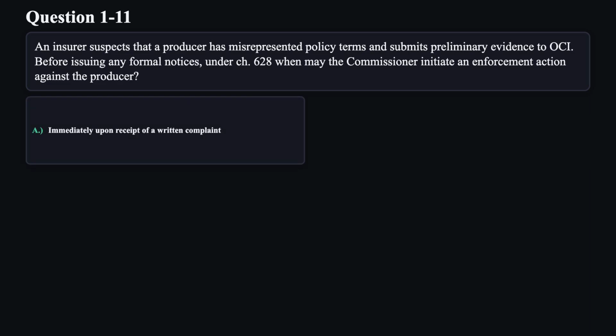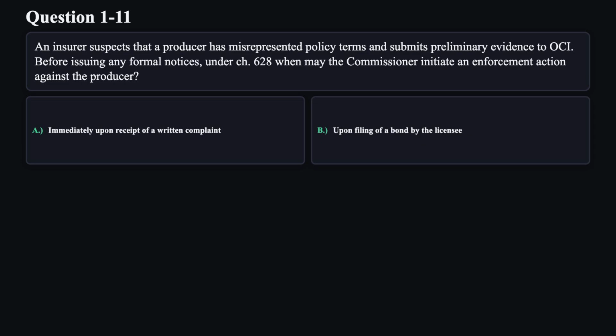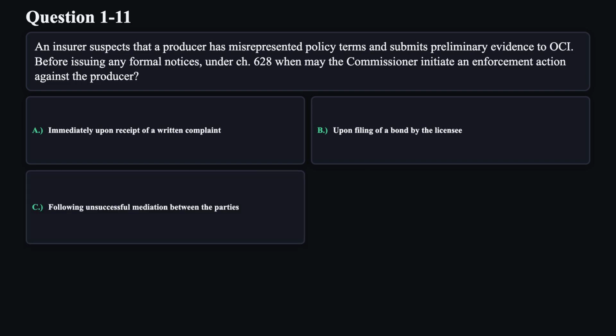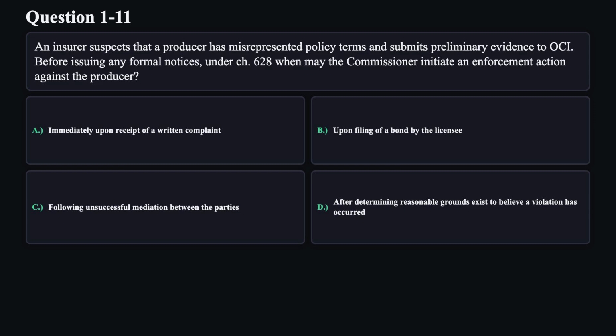A. Immediately upon receipt of a written complaint. B. Upon filing of a bond by the licensee. C. Following unsuccessful mediation between the parties. D. After determining reasonable grounds exist to believe a violation has occurred.